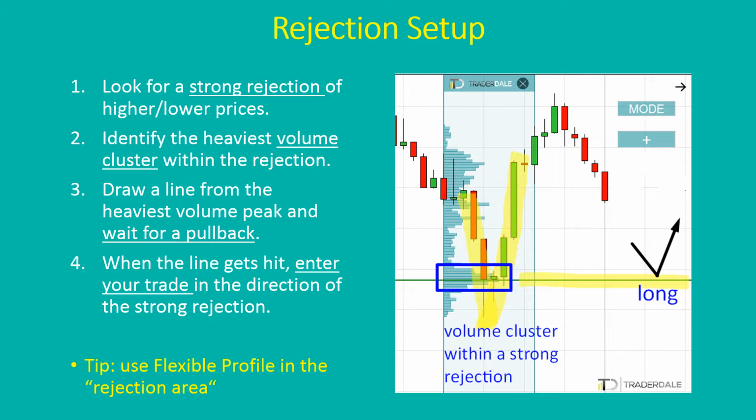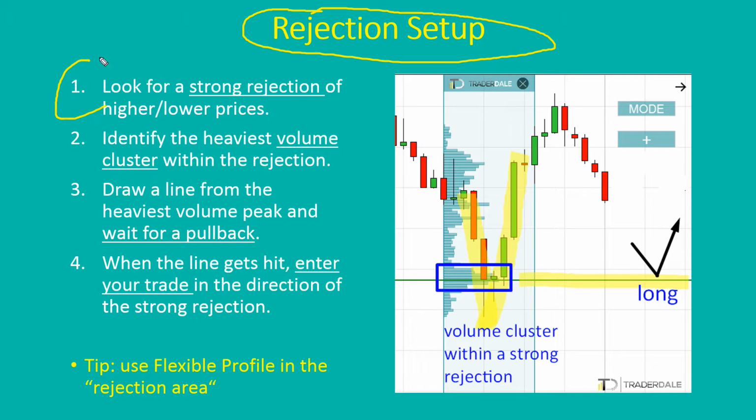Now the third setup you can use for swing trading with volume profile is called the rejection setup. I must say that I use this setup the least out of those 4 setups which I'm going to show you. I would say that it's the hardest to identify, and it also doesn't work as well as the other setups, but it's also profitable. I also trade it. So here's how it works.